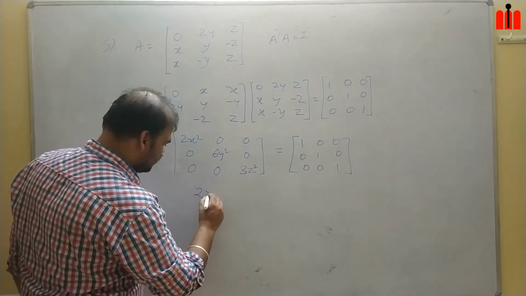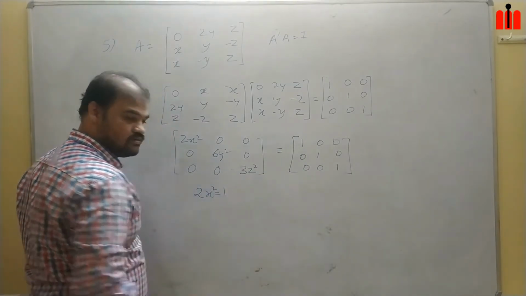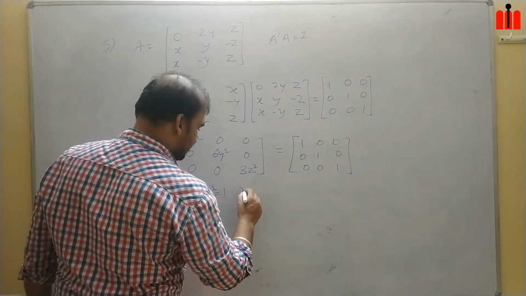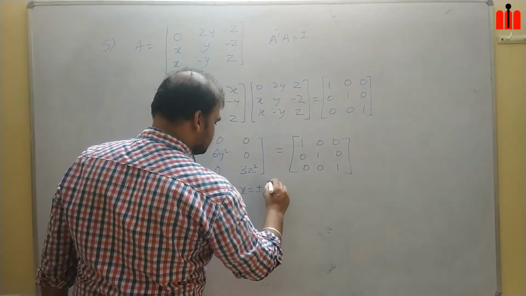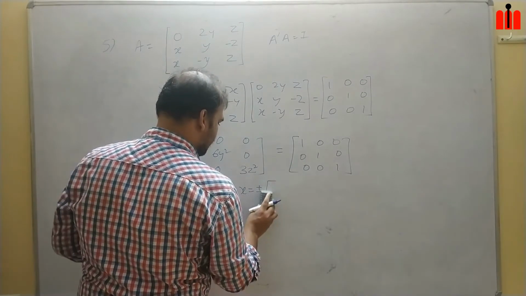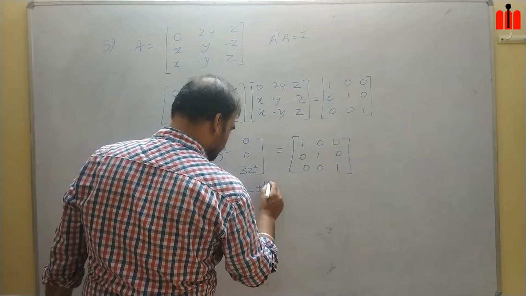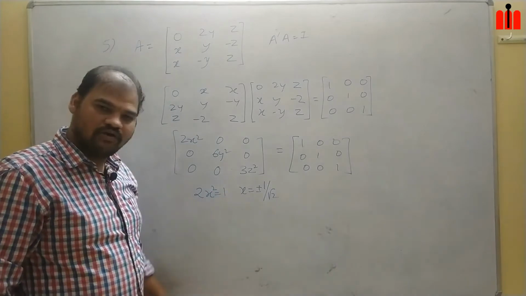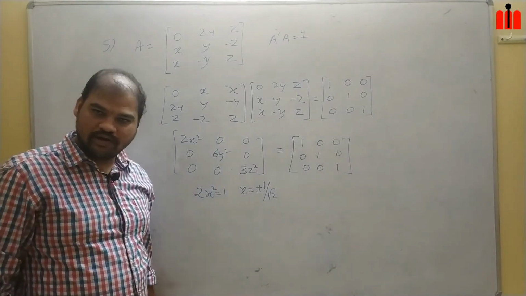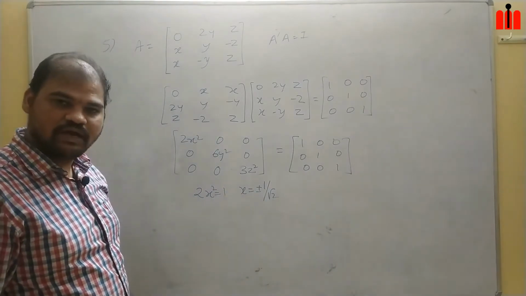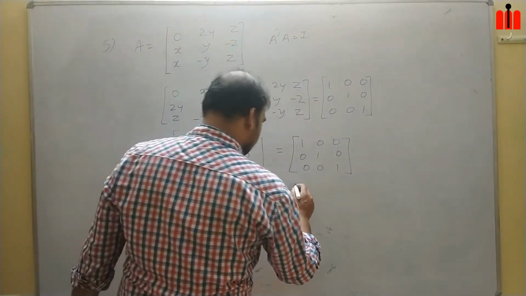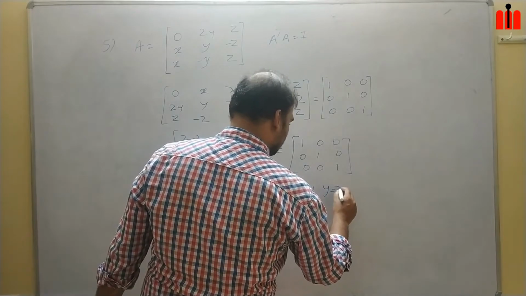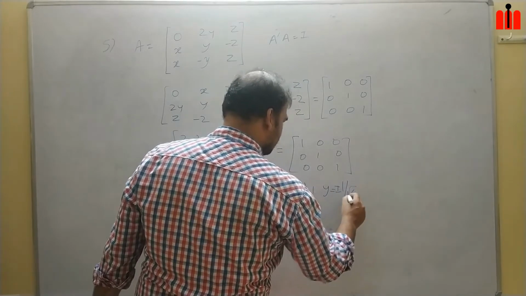Now comparing these two, we will come up with 2x square equal to 1, right? 2x square is equal to 1, so x square equal to 1 by 2. That means x equal to plus or minus 1 by root 2. Similarly, 6y square equal to 1. That means y equal to plus or minus 1 by root 6.